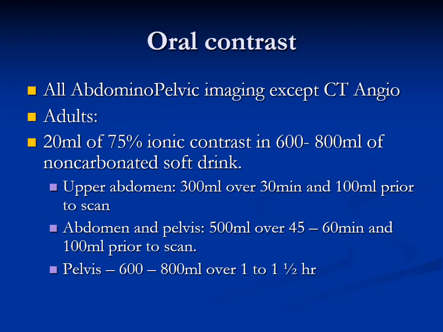Oral contrast for all abdominopelvic imaging except CT angio. Adults: 20 milliliters of 75% ionic contrast in 600-800 milliliters of non-carbonated soft drink. Upper abdomen: 300 milliliters over 30 minutes and 100 milliliters prior to scan. Abdomen and pelvis: 500 milliliters over 45-60 minutes and 100 milliliters prior to scan. Pelvis: 600-800 milliliters over 1 to 1.5 hours.